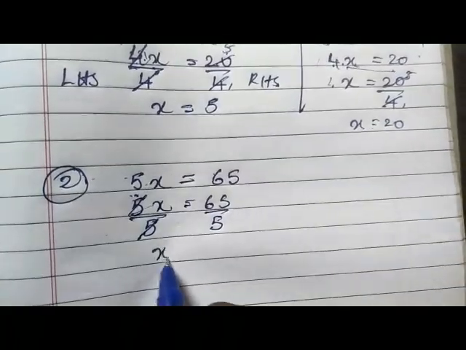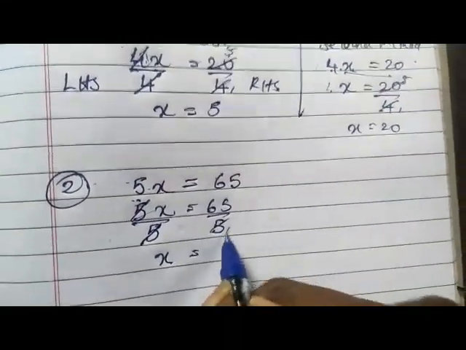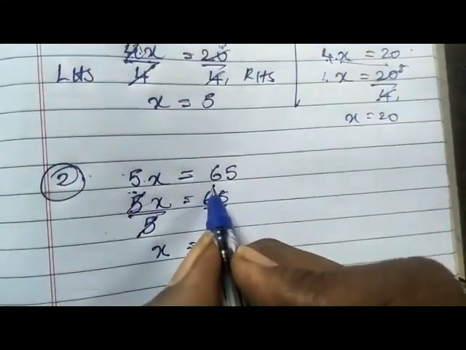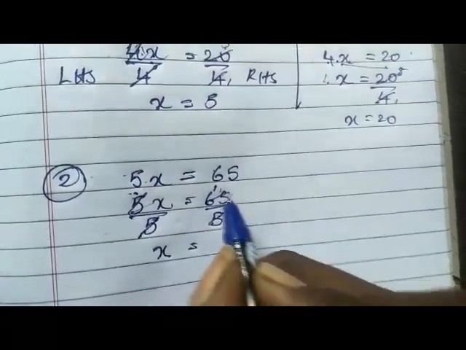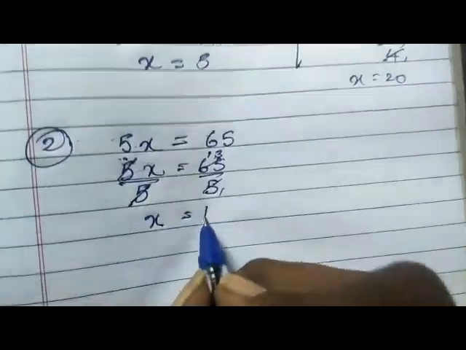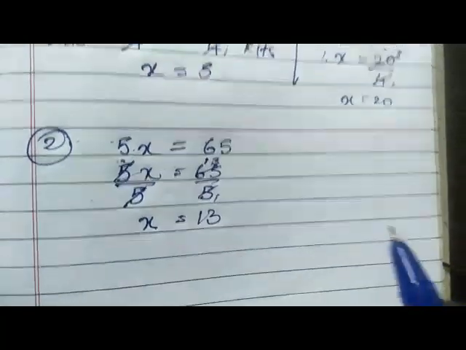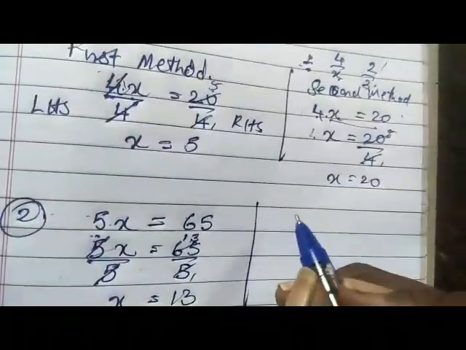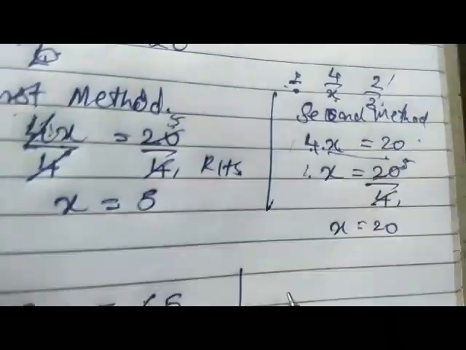So what is remaining? X is equal to 5 ones are 5. Here 5 ones are 5. 1 carry. 5 3s are 15. What is remaining? 13. So the answer is 13. How do we do it from the second method?